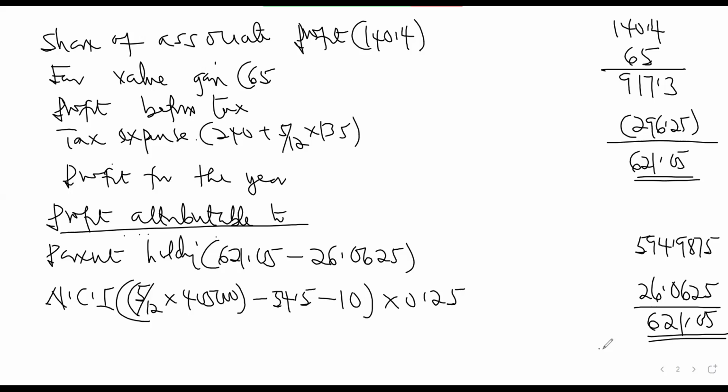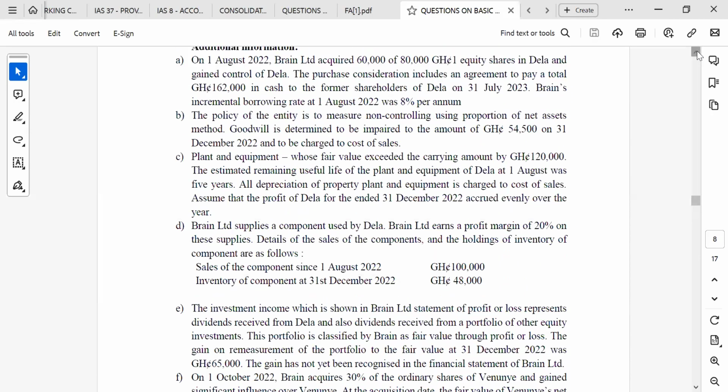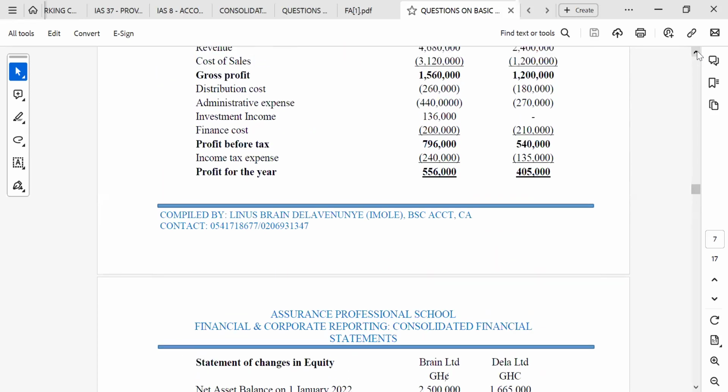I'll also show you another way of calculating the NCI share without adjusting the subsidiary's profit. But adjusting the subsidiary's profit is the easiest way to go about it. We can also do this by adjusting the parent's profits. We can also do this by just looking for the profit that relates to the parent itself. What is the parent's profit for the year?